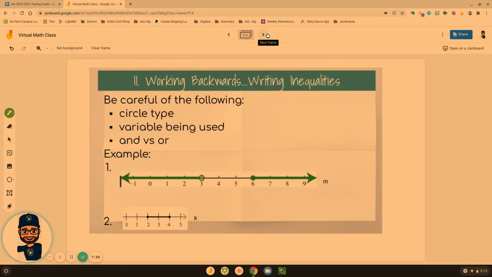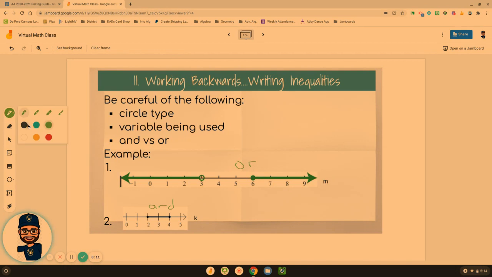Next slide. All right, working backwards. How do I write the inequalities? Okay. Usually, we just have to make sure we're looking at the circle type. We know what variable they're using on the end. And then, is this an and or is this an or statement that we're connecting them with? Usually, when we have an arrow going in both directions, like we do in number 1, this is typically an or statement. Sometimes it might be an arrow just in one direction going on forever. Whereas we have 2 distinct endpoints and the graphs stop, this would be more of the and statement.